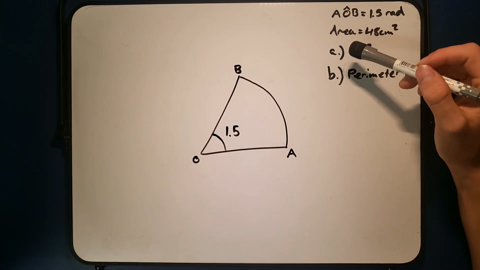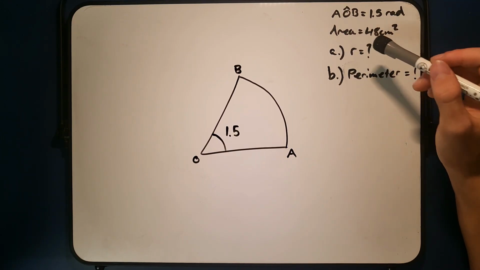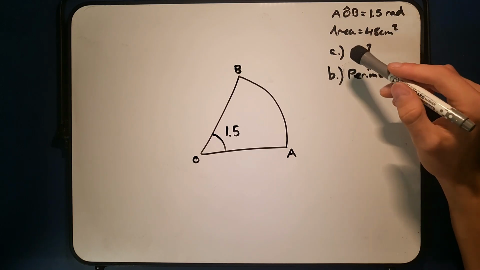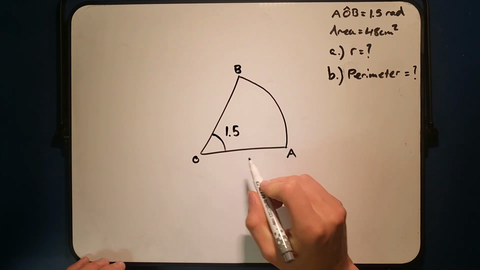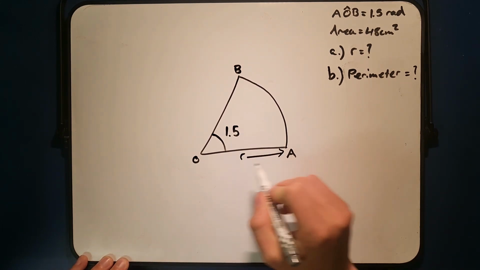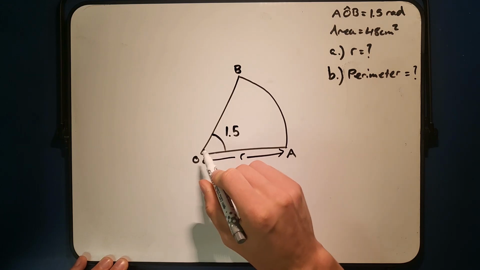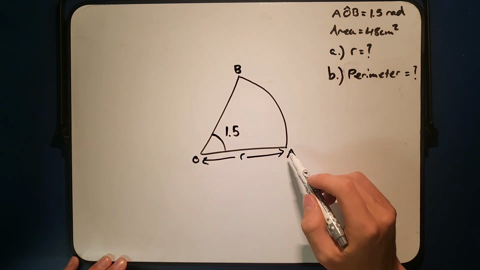Now part A of this question is to find out what r is and part B is to find the perimeter of this sector. So for part A, r is referring to the radius, so that is this length here, from the center of the sector to the edge length.